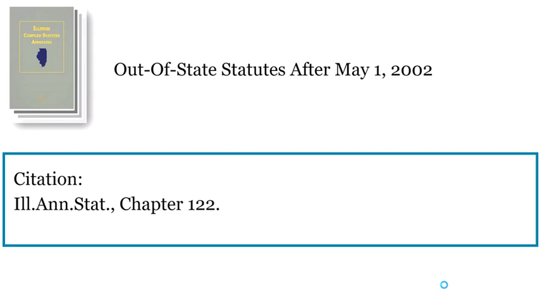So again, out-of-state statutes after May 1st, 2002. You'll see the citation there on the screen, and this is telling you to consult Chapter 122 of Illinois Annotated Statutes to find the information. And again, a tip, consult the table of contents for the complete Illinois Code to determine which volume or volumes contain Chapter 122.